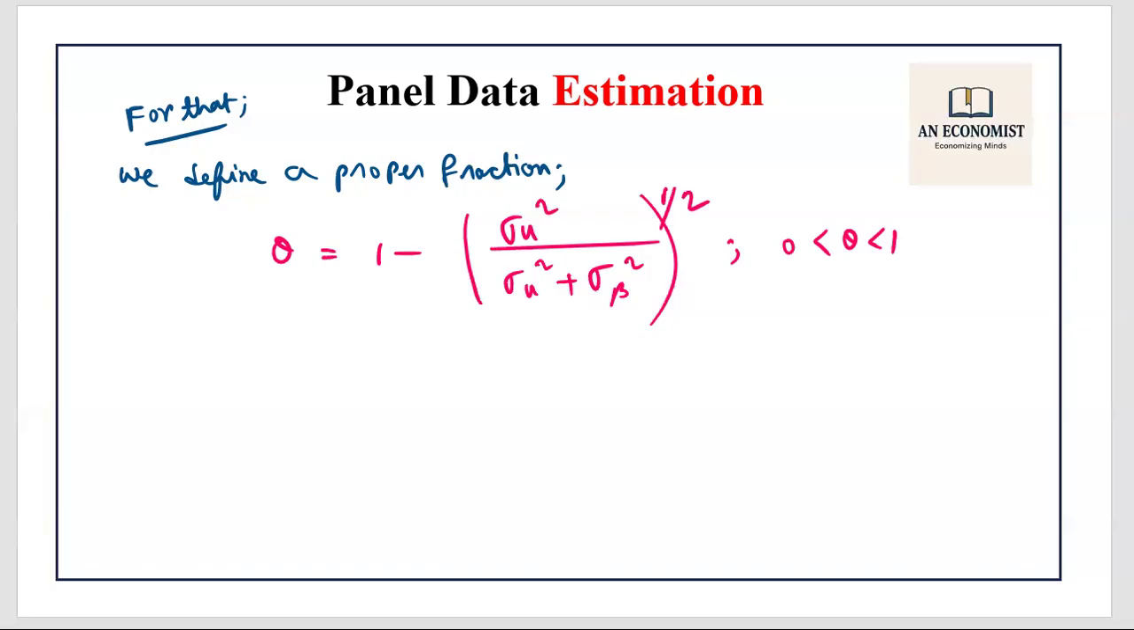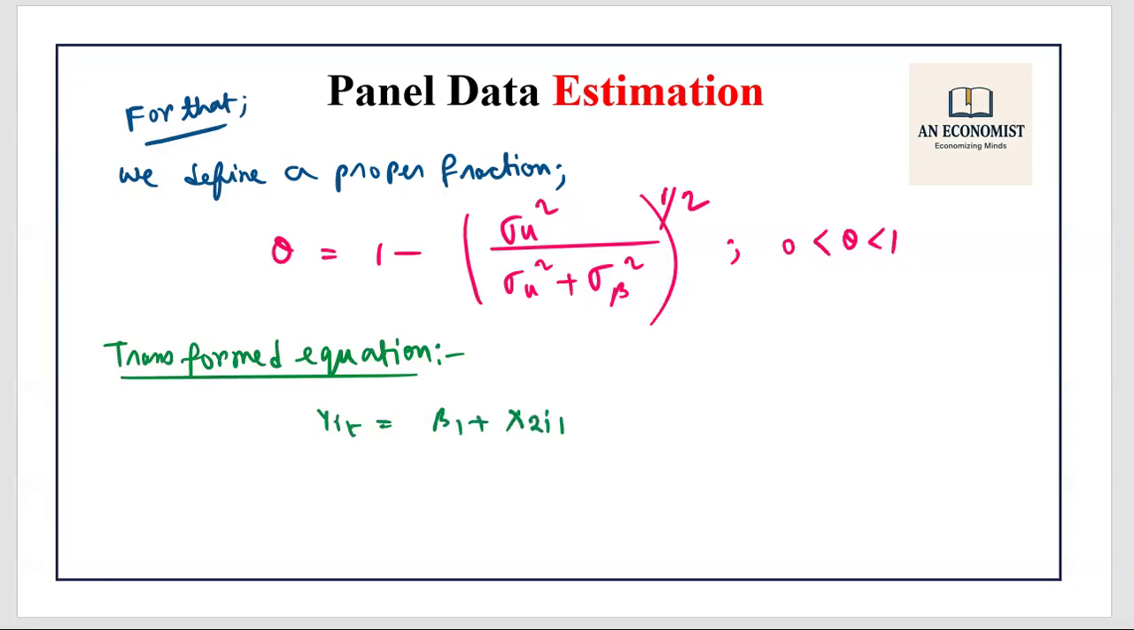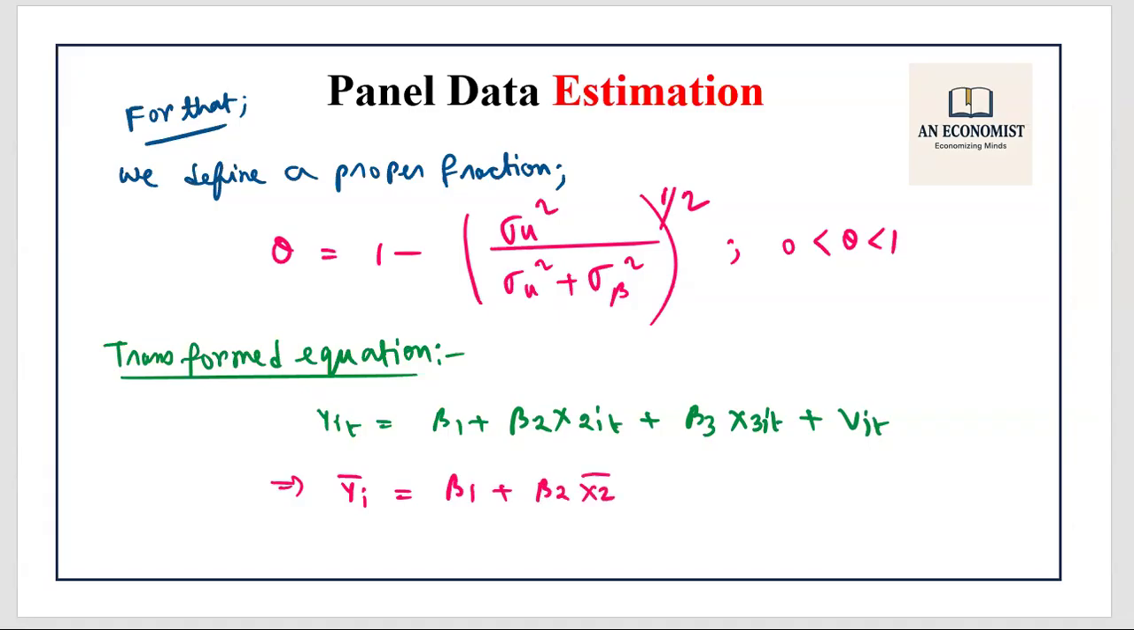Now, if you have this, how do you write the model? Then the transformed equation will be given as this. Firstly, write the model that you have. Y_it is beta 1 plus beta 2 x2_it plus beta 3 x3_it plus v_it. This was the model that we had. Now firstly, we will take the mean of this. So it will be beta 1 plus beta 2 x2 bar plus beta 3 x3 bar plus v_i bar.